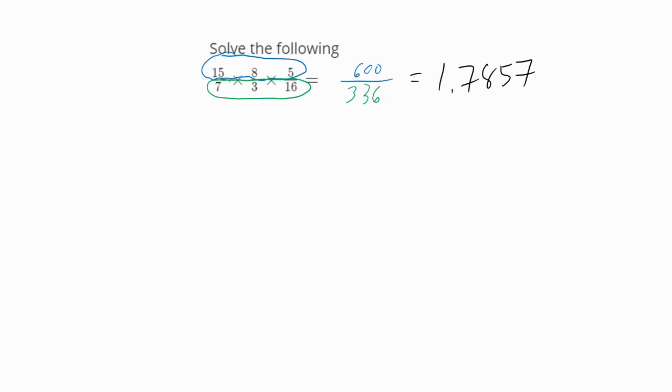I'm sure many of you realize this, but in case you're wondering, I thought we can cancel things. You can absolutely cancel things. So the 8 would cancel with the 16, and that would become a 2, and that would become a 1. And the 3 would cancel with the 15, and that would become a 1, and that would become a 5. And you can still do the 5 times 1 times 5 divided by 7 times 1 times 2 and get the same answer.